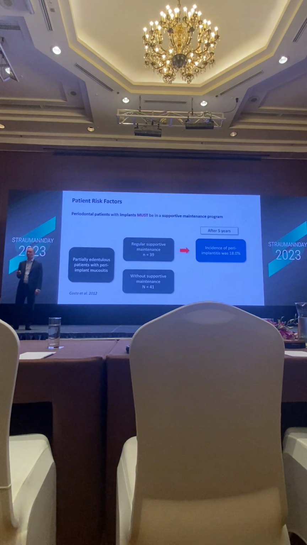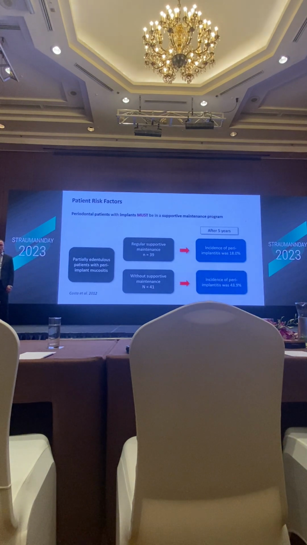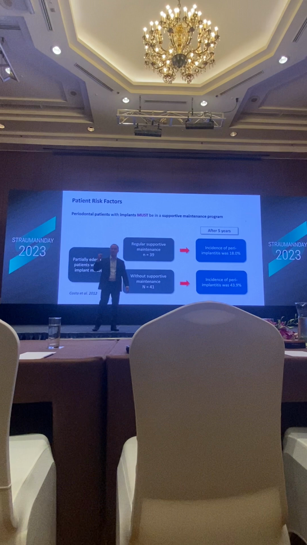Those in regular supportive maintenance had an incidence of periodontitis of 18%, whereas those without maintenance, from the mucositis, went on to develop periodontitis in 43.9%. So the data is so strong and so overwhelming for the need for supportive maintenance. So now I ask the question once again.